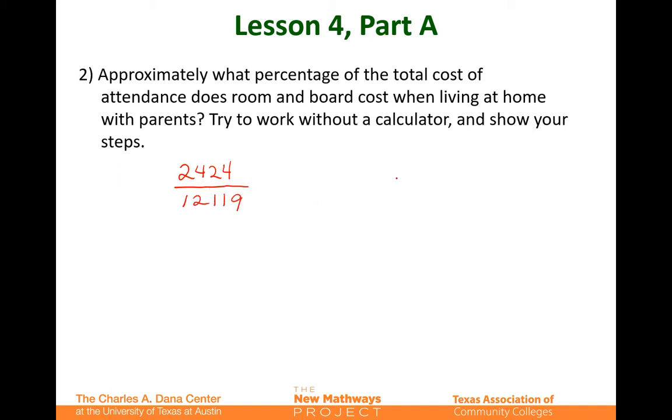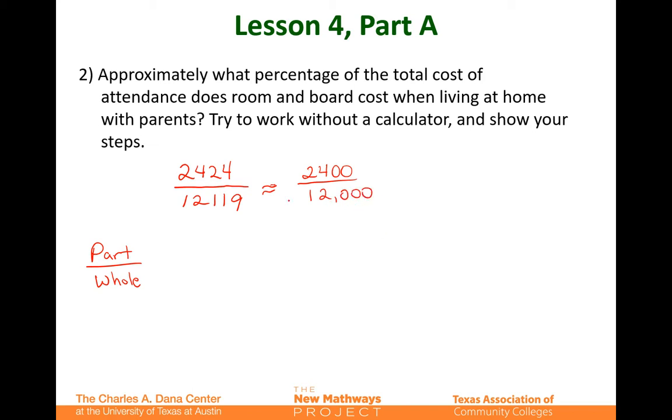Remember, if we're doing a percent, our basic formula is we want to put part over the whole. So the entire amount being spent is this $12,000. The part is about $2,400. If we're going to do this without a calculator, then we may just want to round and come up with a rough percentage. This is approximately, well, we can say 2,400 out of 12,000.